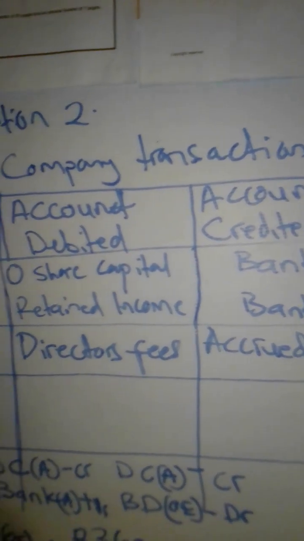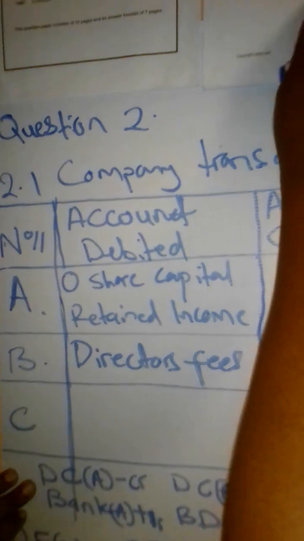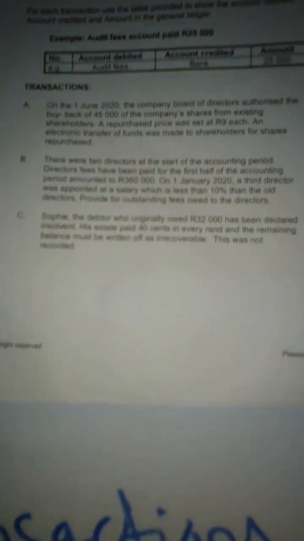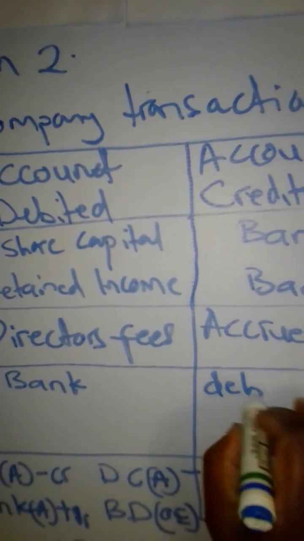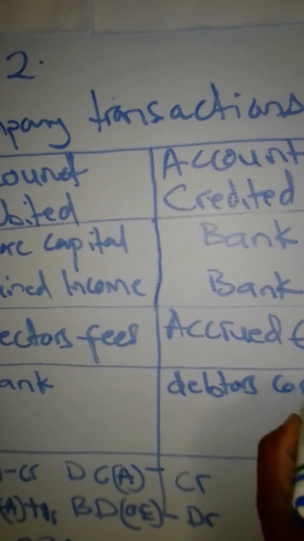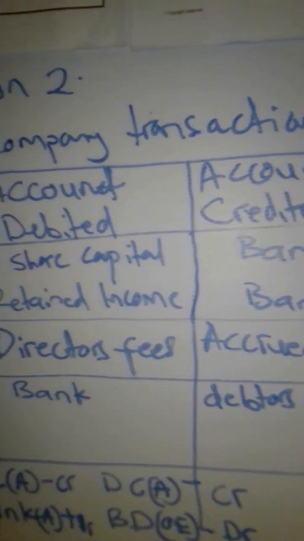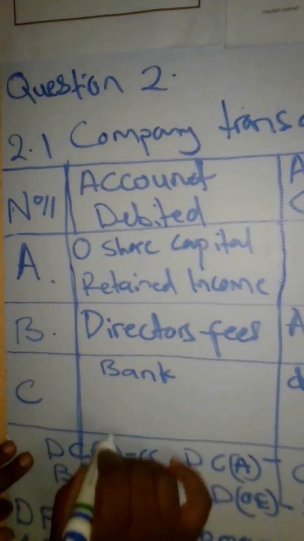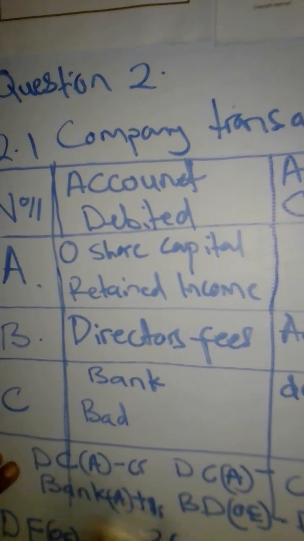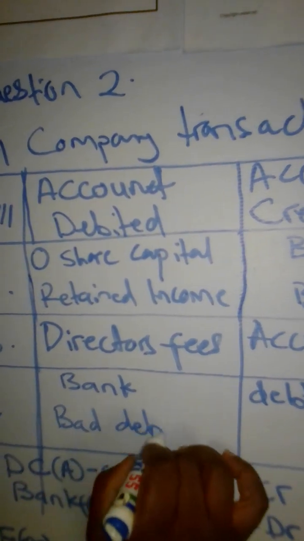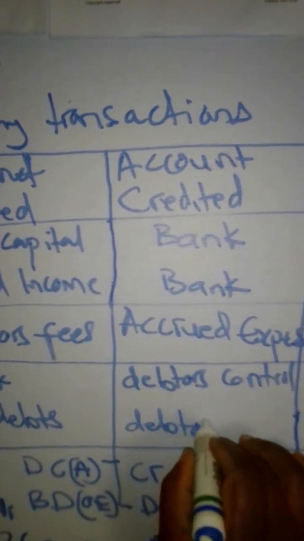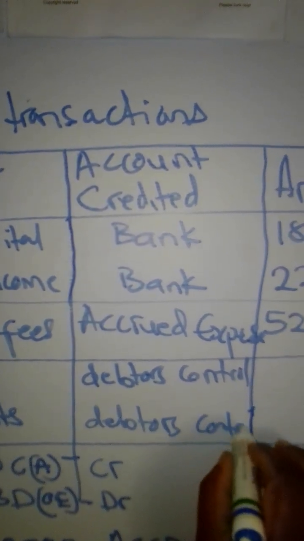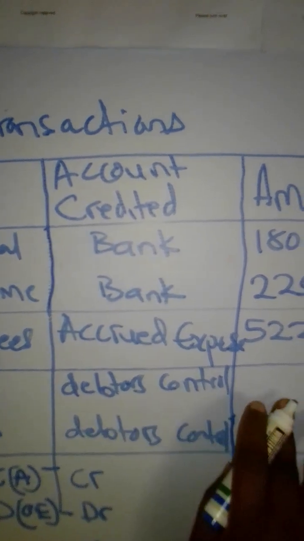I'll start with this one. For the 40 cents that is going to be recovered, I would indicate bank and debtors control. For the second part, I would indicate bad debts. Remember, bad debts are being debited; bad debts is an expense. And then also debtors control. So now we need the amounts.